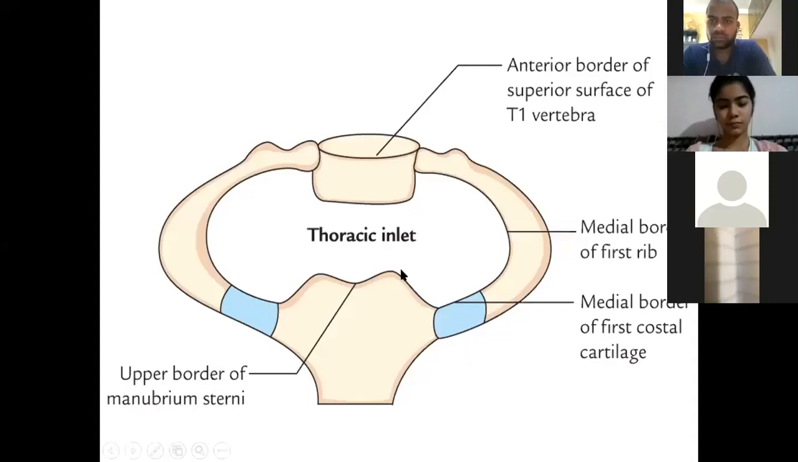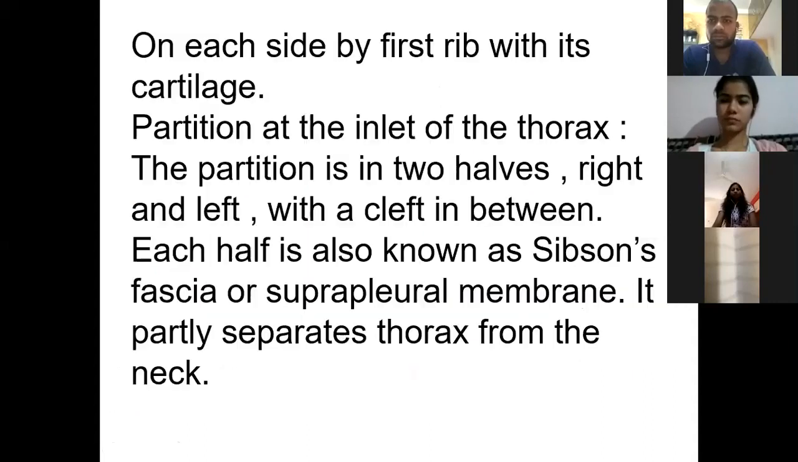Anteriorly by the upper border of manubrium sterni, posteriorly by the anterior border of the superior surface of the first thoracic vertebra, and medially and laterally by the medial border of the first rib and also the medial border of the first costal cartilage, on each side.